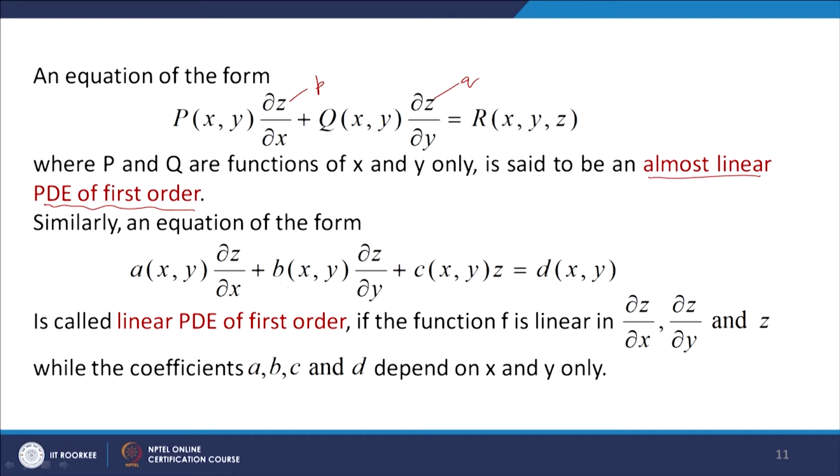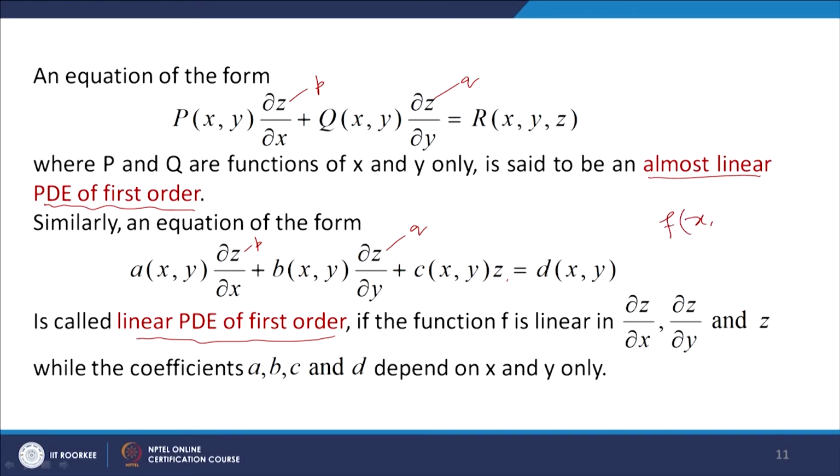Now if we have an equation of this type, where the coefficient of p is a function of x, y, the coefficient of q is a function of x, y, and z occurs in first degree, the coefficient of z is a function of x and y, and the term which is free from p, q and z is a function of x, y only, then such a partial differential equation is called a linear partial differential equation of first order.